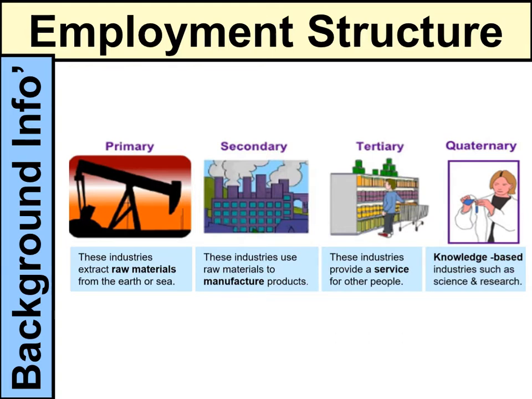We're looking at some background information now about the employment structure. Employment structure is basically just what types of jobs do people do. There's 4 types of jobs. There's primary, there's secondary, there's tertiary and quaternary.